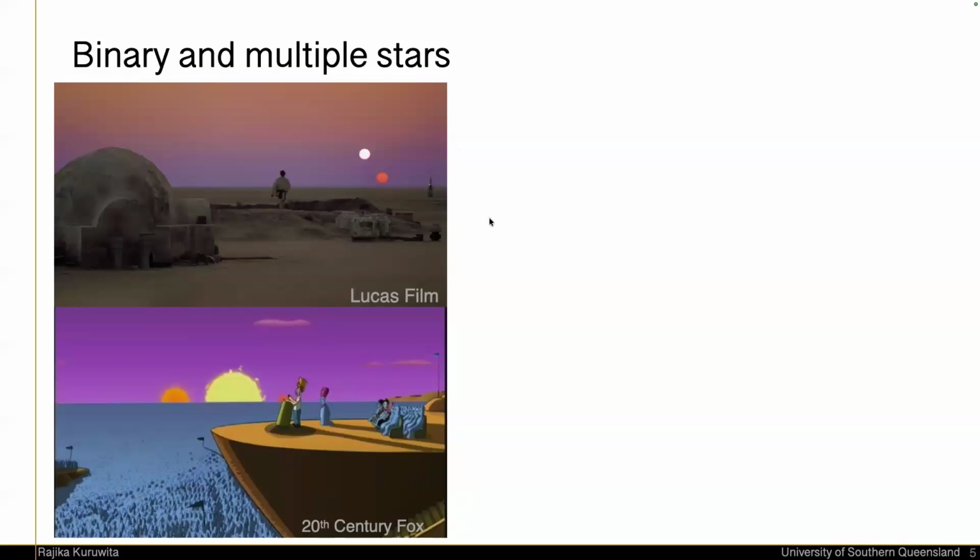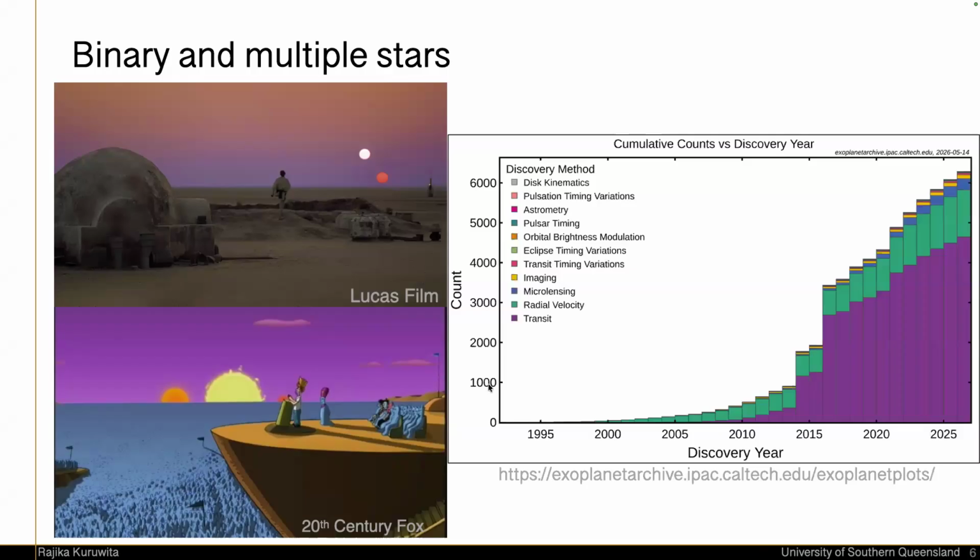Binary and multiple stars, and planets in binaries and multiple stars, have been a trope of science fiction for quite some time. You're aware of the planet Tatooine in Star Wars, and this is from Futurama, which has 3 suns. They've been a trope for a long time, but in the age of Kepler and TESS and other space surveys, we have been discovering more and more exoplanets every day. I checked a few weeks ago, and we have surpassed 6,000 known exoplanets.